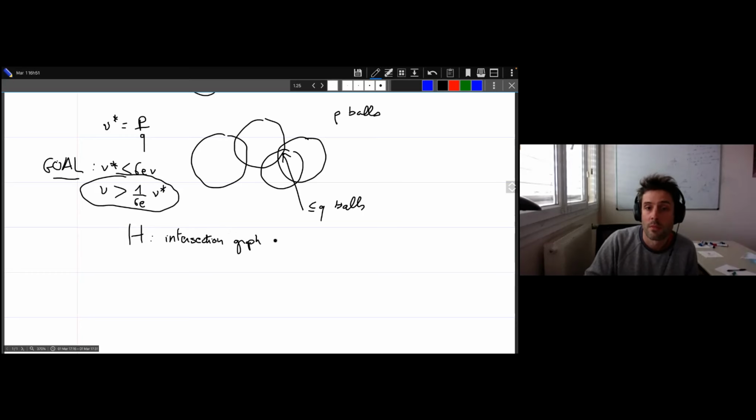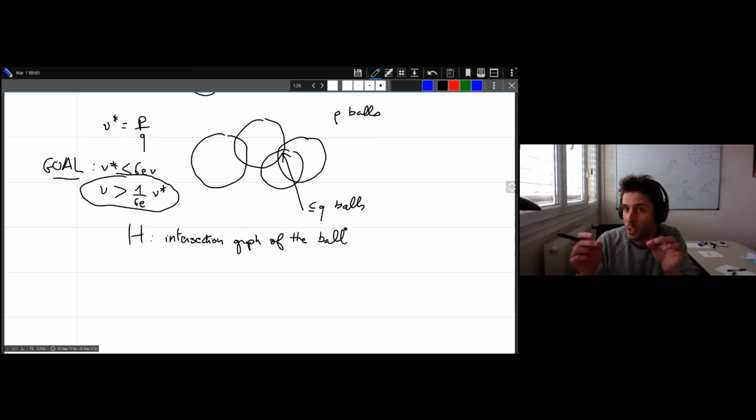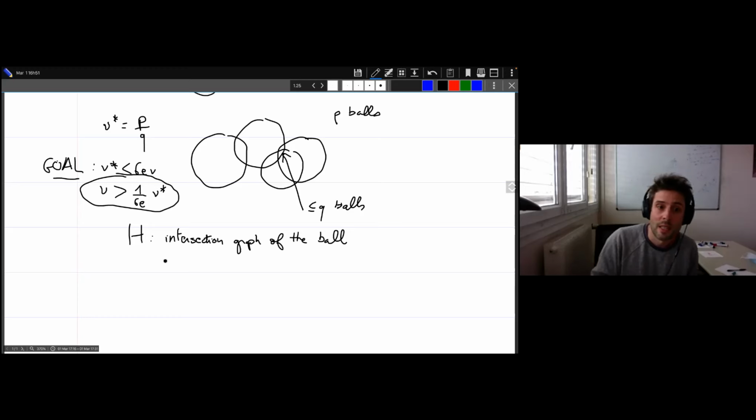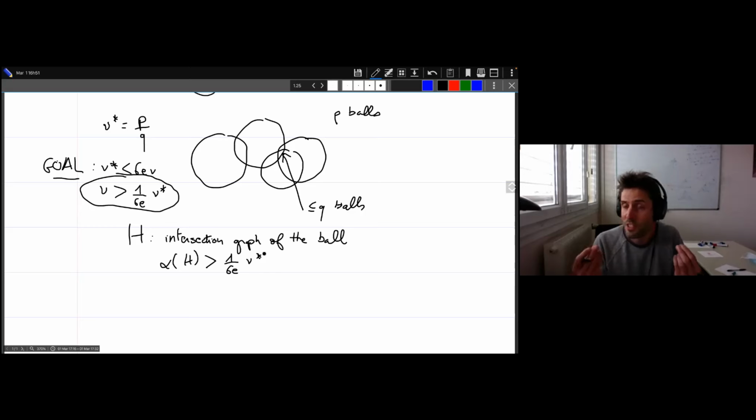So you have one vertex for each ball, and two vertices are adjacent if the balls intersect. What we want to prove is that alpha of H is at least 1 over 6e times nu star. Because alpha of H, an independent set in the intersection graph, is exactly a number of vertex disjoint balls. Nu is exactly an independent set in this intersection graph.